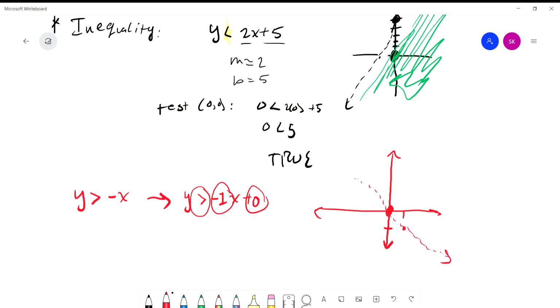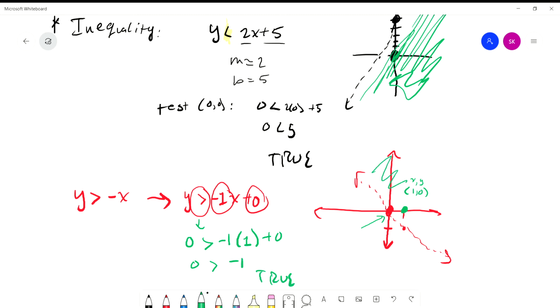And it looks like that, right? We have to test a point, but I can't test 0, 0 because 0, 0 is on that line. So walk somewhere else and grab a different point. This is the point 1, 0, and I'm going to test it, right? X is 1, y is 0, so I'm going to test it into here. Y is 0, greater than negative 1 times the x value, which is 1, plus 0. But that's to say 0 is greater than negative 1. Also true. So I found my area. It's that, right? Now, we've seen those before. Those are just two different inequalities.